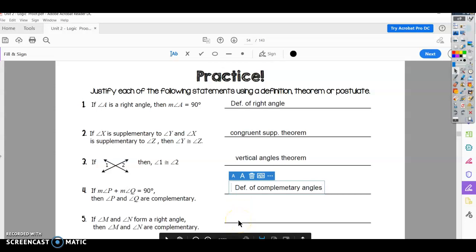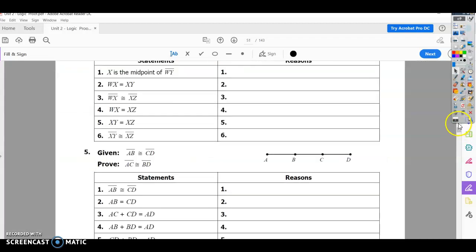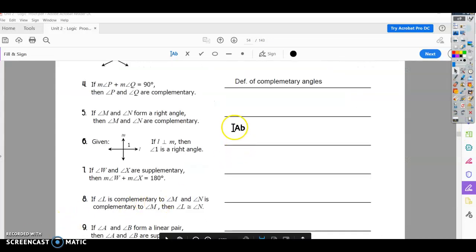All right, let's see if I can get one more. Well, I think I'm going to go ahead and move it down. Let's see. Oh, sorry about that. All right, back to the right page now.